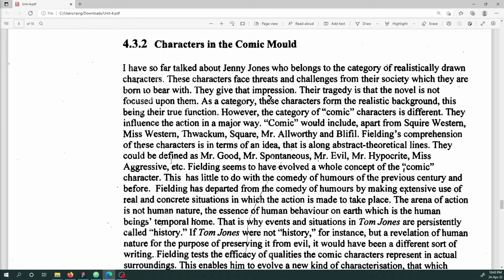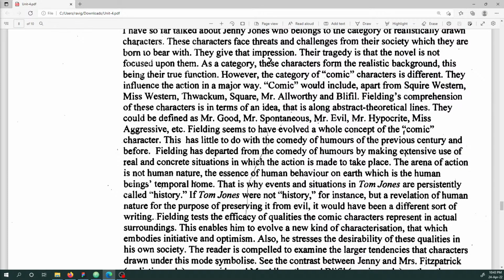They could be defined as Mr. Good and Mr. Spontaneous, Mr. Evil, Mr. Hypocrite, Miss Aggressive, etc. Fielding seems to have evolved the whole concept of the comic character. This has little to do with the comedy of humors of the previous century and before. Fielding has departed from the comedy of humors by making extensive use of the real and concrete situations in which the action is made to take place.